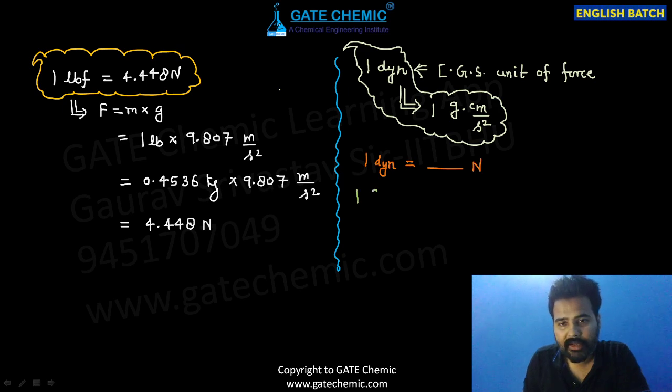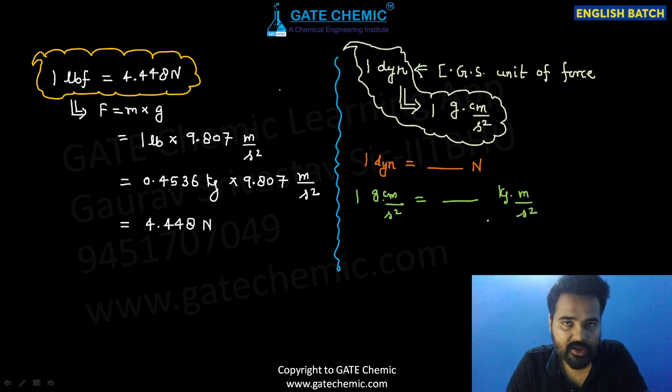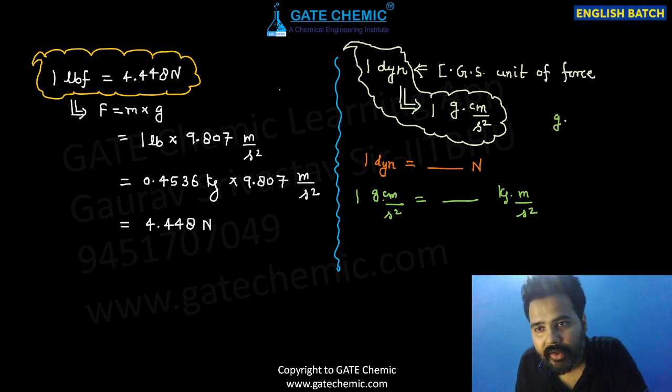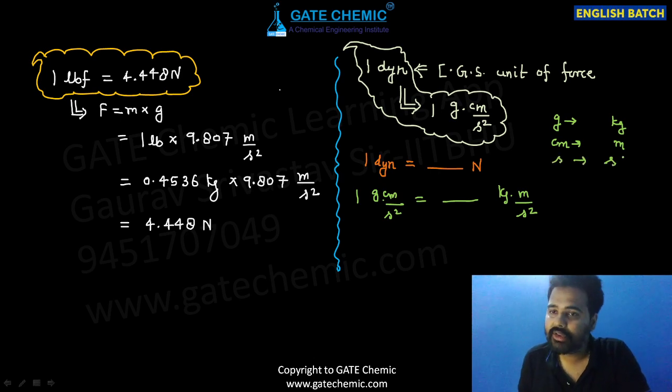See, everyone, that means we have to convert 1 gram centimeter per second square into Newton. Newton is kilogram meter per second square. Now, see the basic rule of conversion. Now, you will learn the basic rule of conversion. I'm going to teach you the basic rule of conversion. See, in this case, you want to convert this gram into kilogram. You want to convert this centimeter into meter. You want to convert second into second. So in the third case, 1 second equals 1 second, no need of conversion.